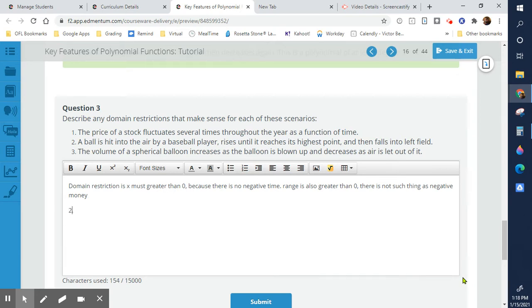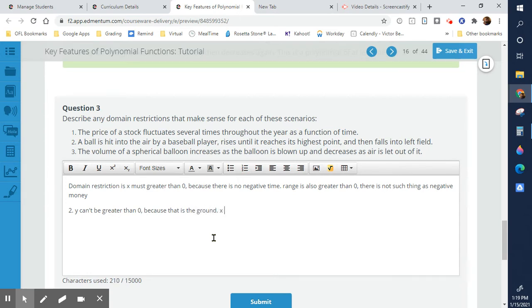So I didn't do this for the last one, but I'm going to call this number 2. I should have called the other one number 1. A ball is hit in the air and rises until it reaches the high point. Then it falls to the ground. Y cannot be greater than 0 because that is the ground.